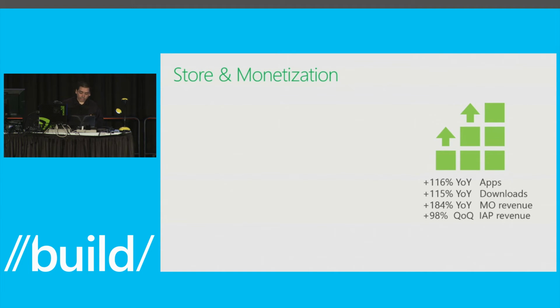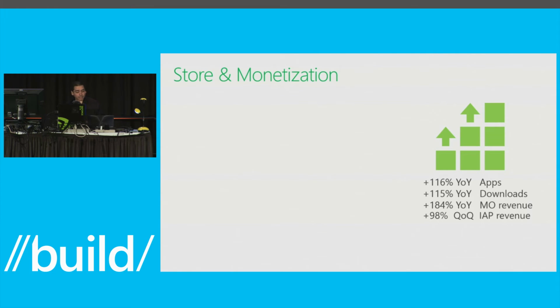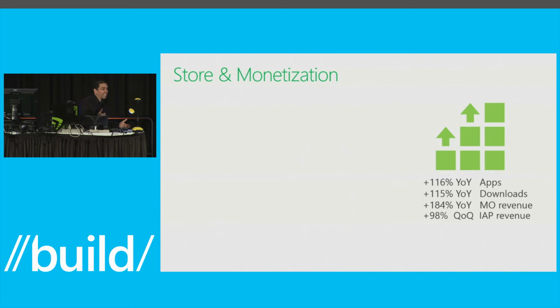But we're trending very positively. We're literally doubling in almost all categories. We're at 116% growth on apps, right? So year over year, over the last year, we kind of doubled the number of apps. We're also increasing the number of downloads, right? And we're increasing our mobile operator revenue by 184%, right? That's a significant amount. And our in-app purchases just boosted in the last quarter.